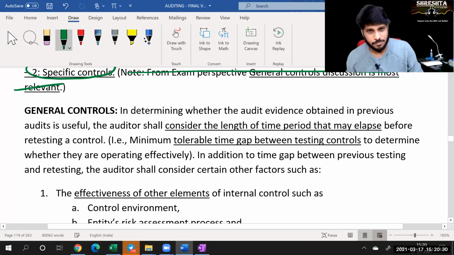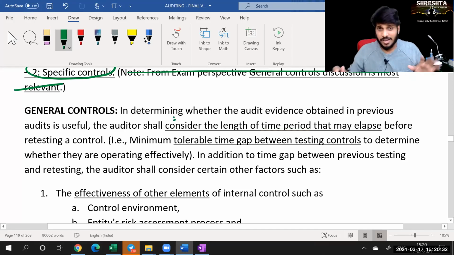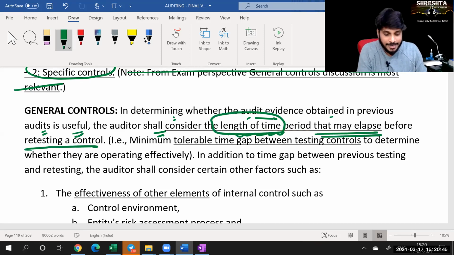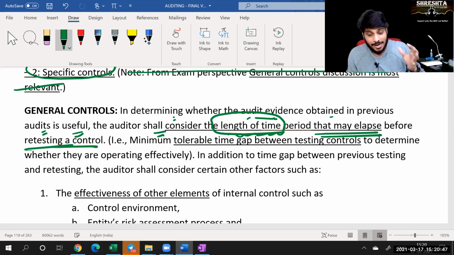For general control, when I'm evaluating whether the evidence obtained in previous audits is useful, the auditor shall consider the length of the time period that may elapse before retesting a control.